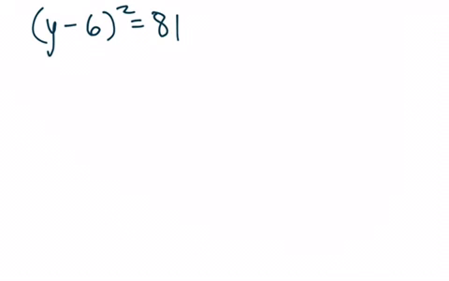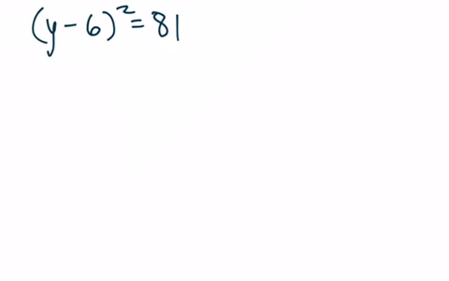Okay, so I'm going to show you this last problem. This one's already set up, where we have (y minus 6) squared is equal to 81. Since we already have our binomial here and it is squared, we're not going to set this equal to 0. We're going to keep that equal to 81.